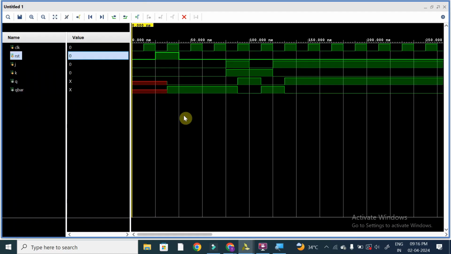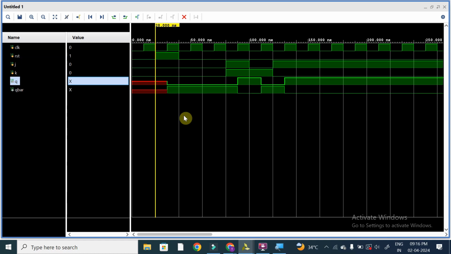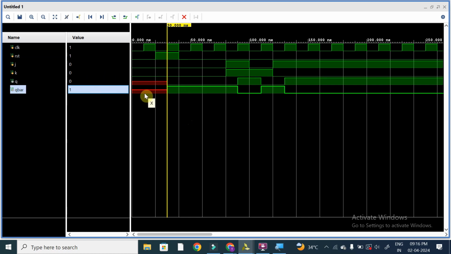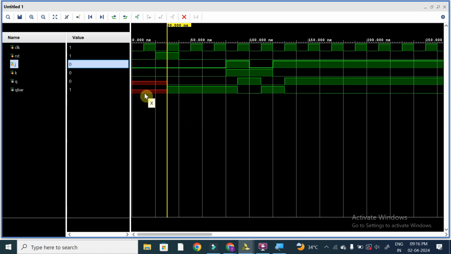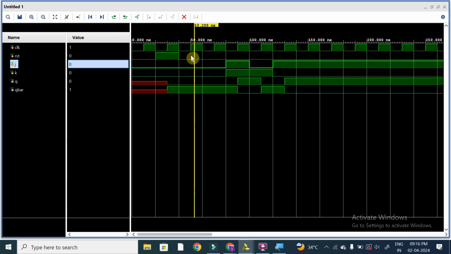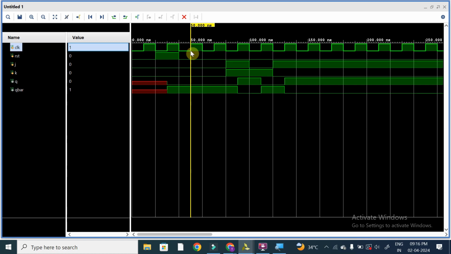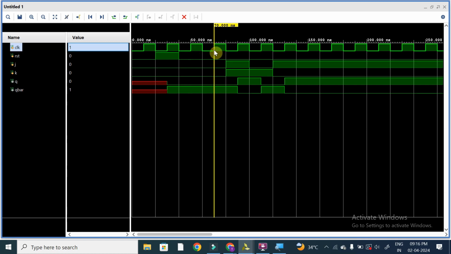So initially, I'm driving reset at negative edge of the clock. So the outputs will be equal to 0 at the positive edge of the clock, that is q is equal to 0 and q bar is equal to 1. And I'm driving another input, that is j is equal to 0 and k is equal to 0 at negative edge of the clock. At the positive edge of the clock, it is a hold condition. When j is equal to 0 and k is equal to 0, the output will be the same as the previous output.